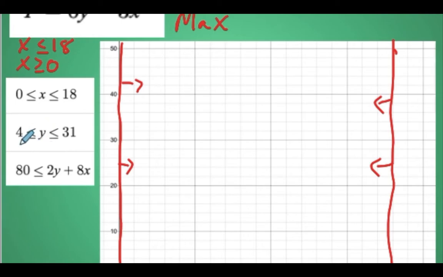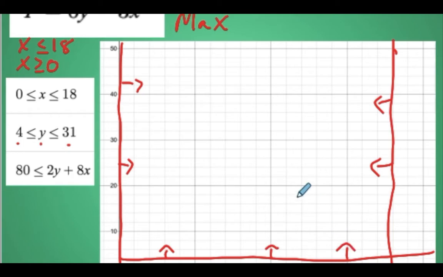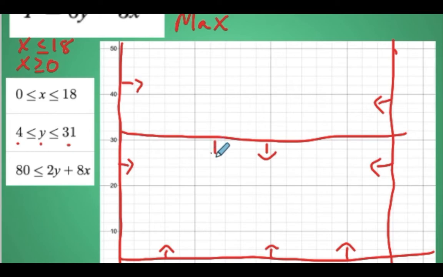Now this next one here has that same setup where there's two numbers, one on either side, and we're just saying y is between these two numbers. So I would make a line at 4. We're saying that y is greater than 4. And then y is less than 31. So right now we've got a rectangular region, it appears, that we're working in. But this last function is going to tell us which way to go.